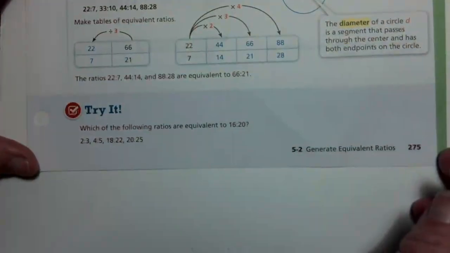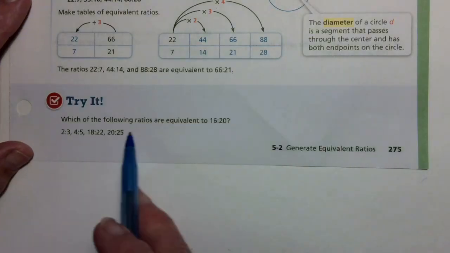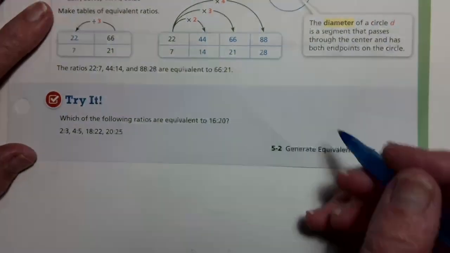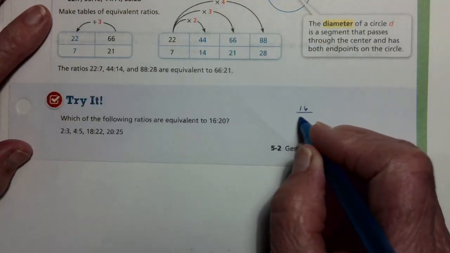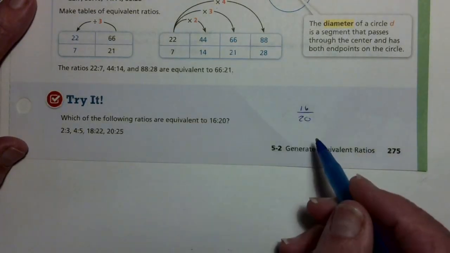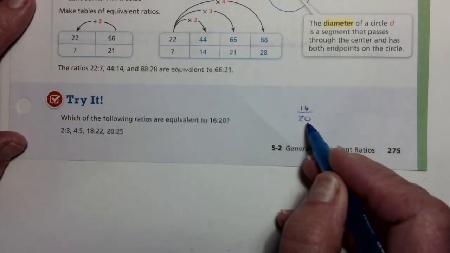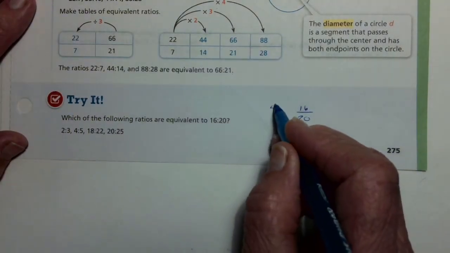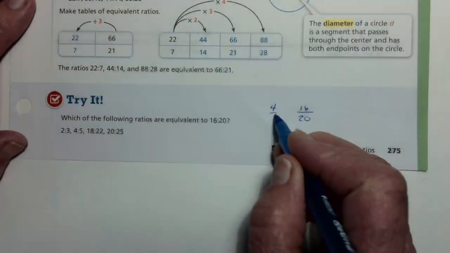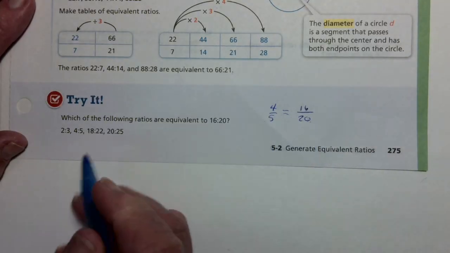They ask us to try one down here. Let's try it. Which of the following ratios are equivalent to 16 to 20? So I'm going to put 16 to 20, and I'm going to go down first. I know both of these are divisible by 4, so let's divide it by 4. 16 divided by 4 is 4. 20 divided by 4 is 5. I know those are equivalent. Well, there's one.